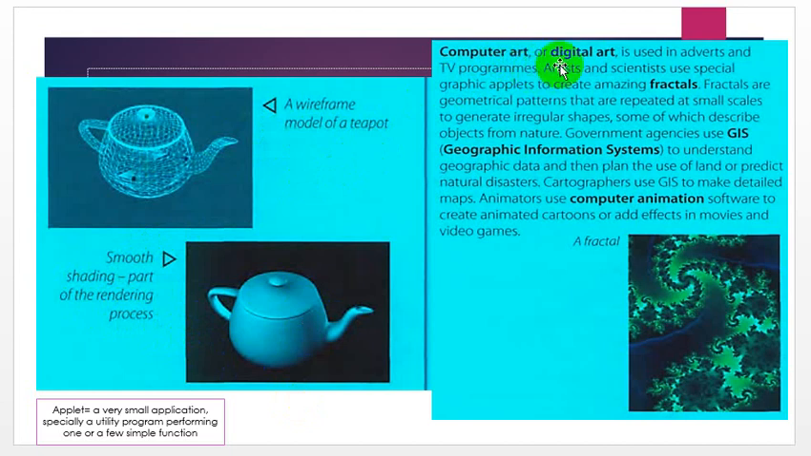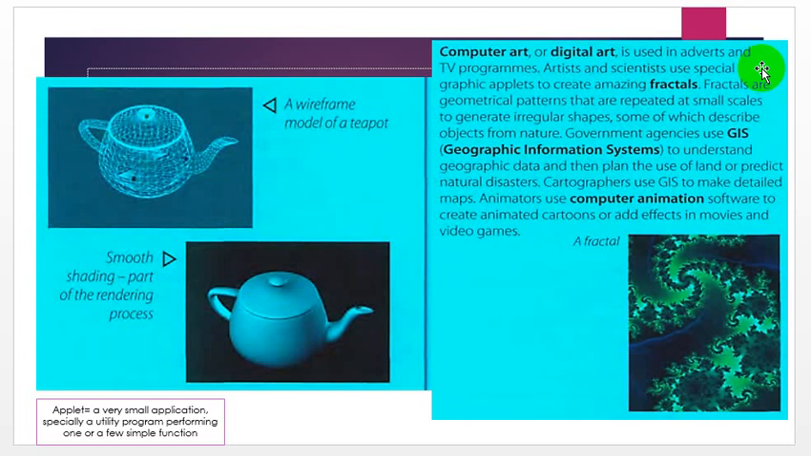Okay, computer art or digital art is used in adverts and TV programs. Artists and scientists use a special graphics applet to create amazing fractals. Fractals are geometrical patterns that are repeated at small scale to generate irregular shapes, some of which describe objects in nature. Government agencies use GIS, Geographic Information System, to understand geographic data and then plan the use of land and predict natural disasters.